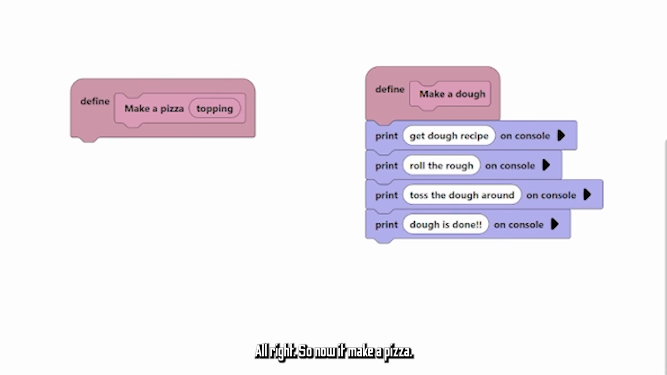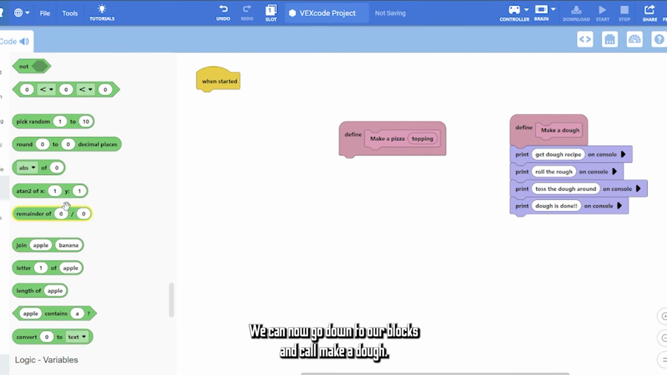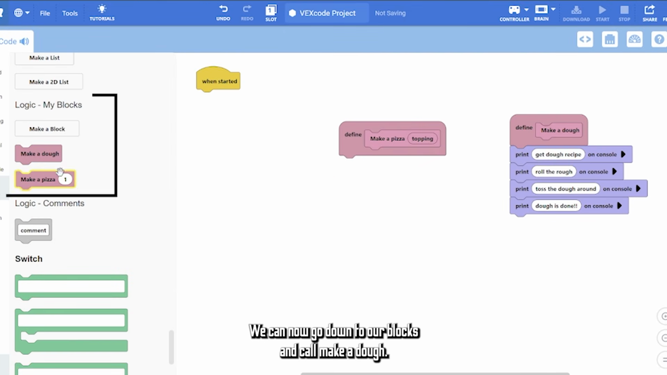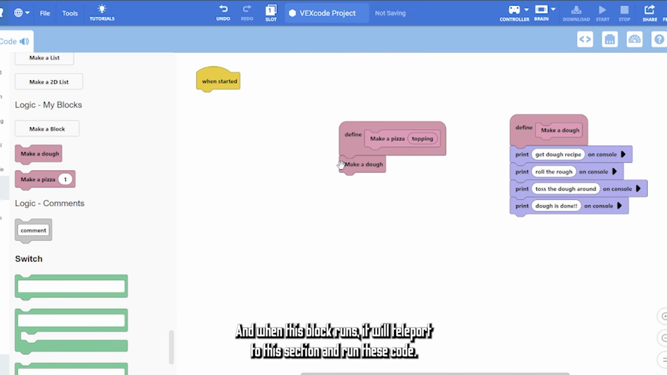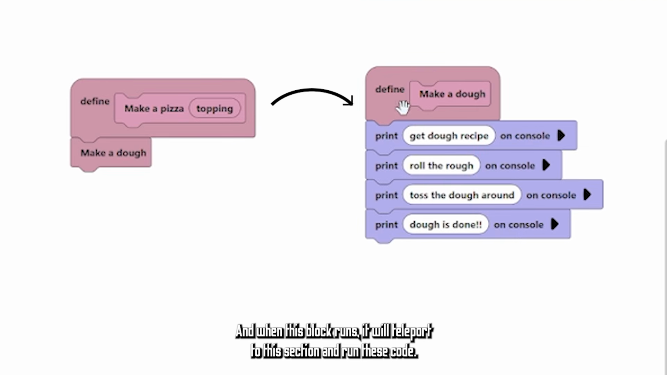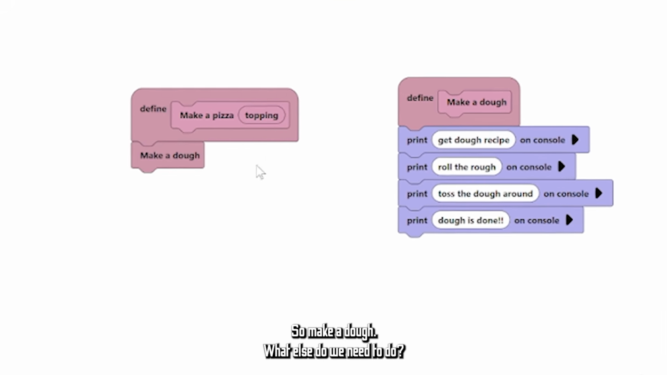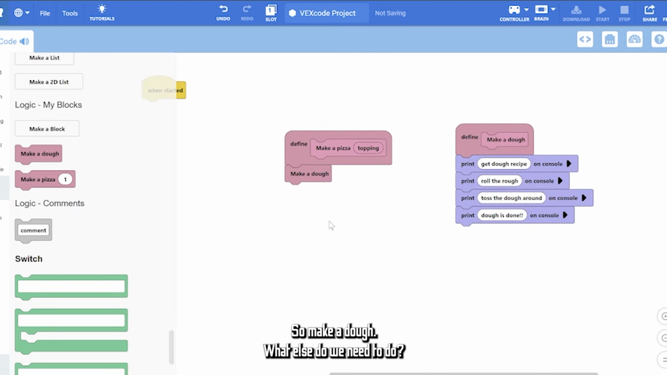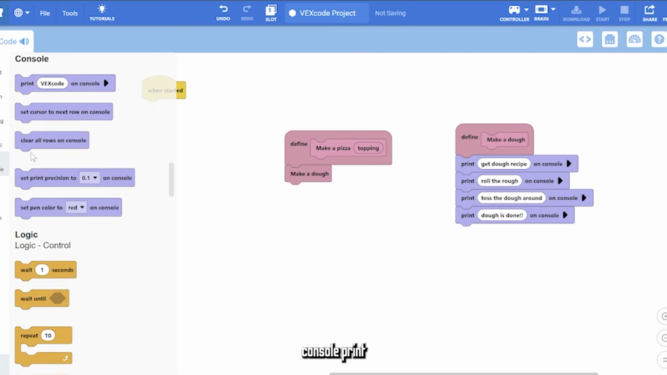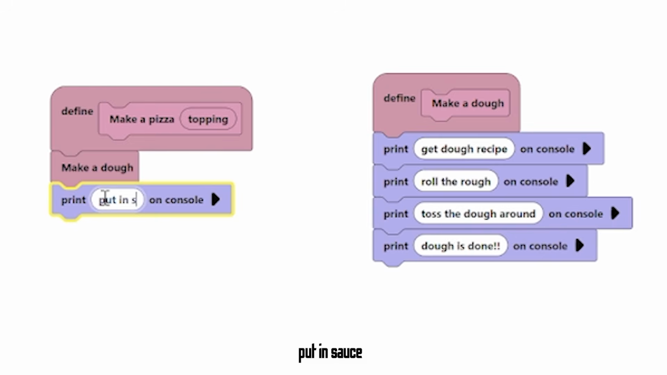All right, so now in make a pizza, we can go down to our blocks and call make a dough. And when this block runs, it will teleport to this section and run these codes. And once these codes are done, it will teleport to the bottom of this make a dough block. So make a dough, what else do we need to do? We need to add the sauce. So I'm gonna console print, put in sauce.